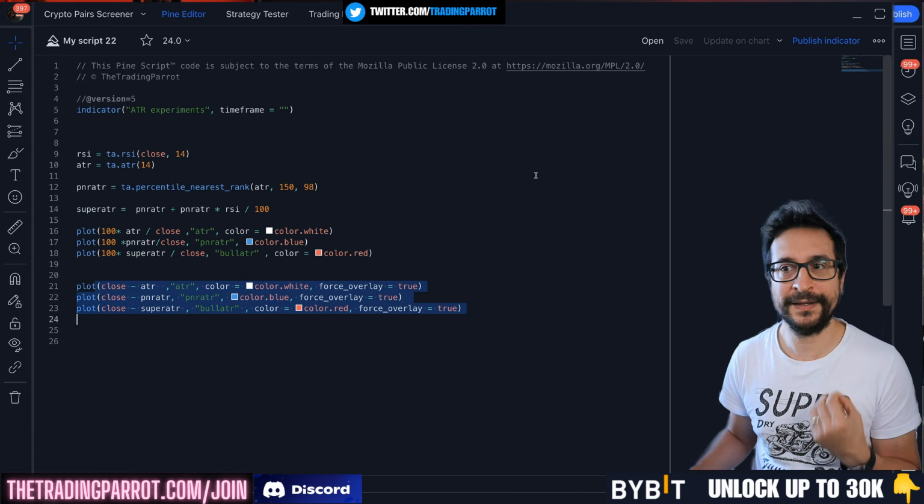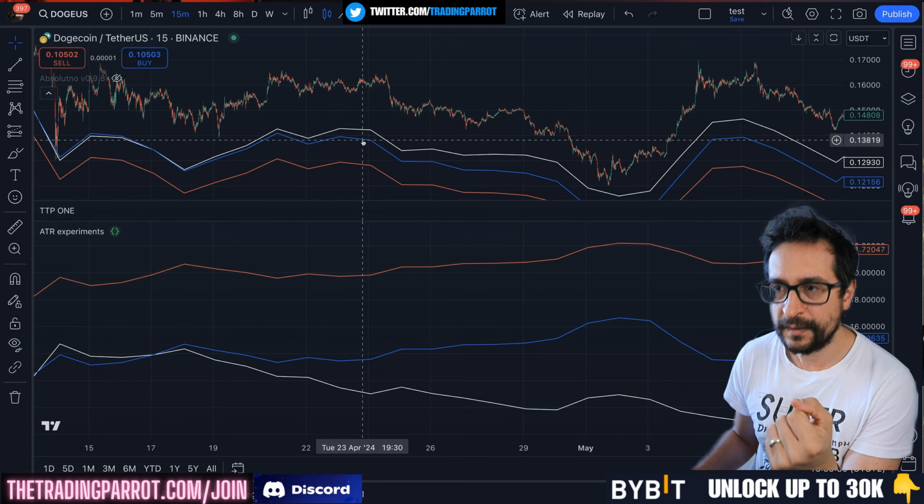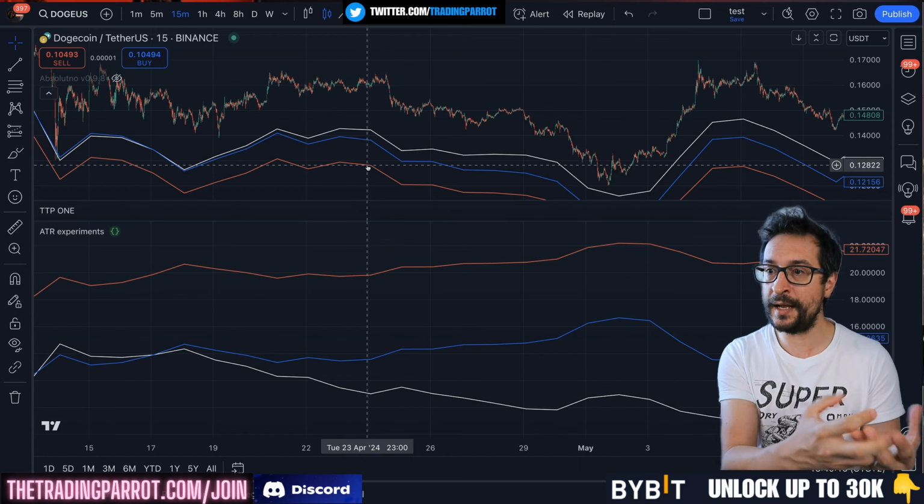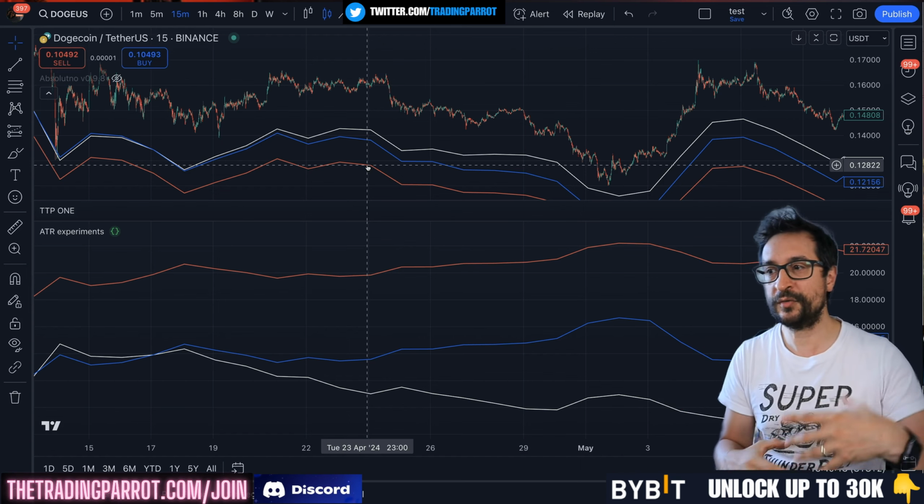Let's go back into the chart. The white line is the actual level of ATR. The blue line is the highest in the past 150 days. You can see that it is running further away from the price. And the red one is the one that, thanks to the value of the RSI, gets even further away because we are on a swing high, or it gets closer because we are on a swing low.